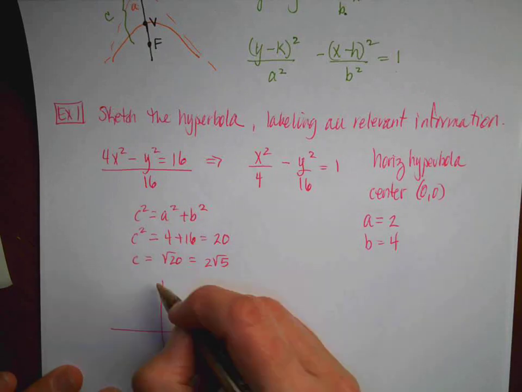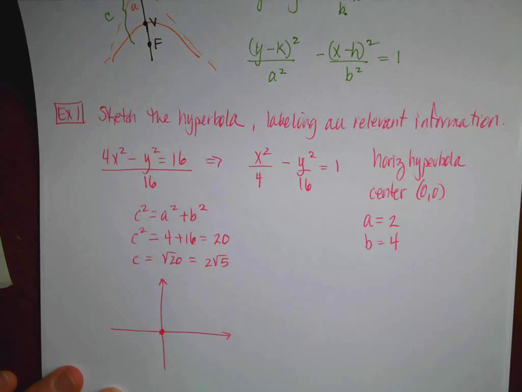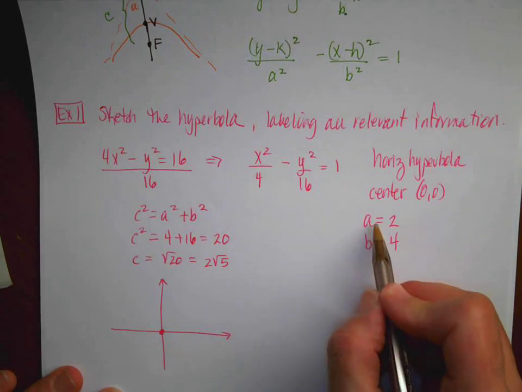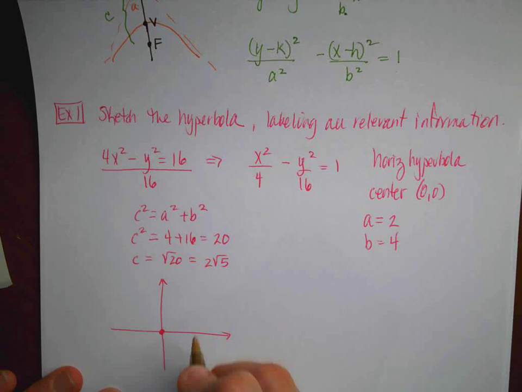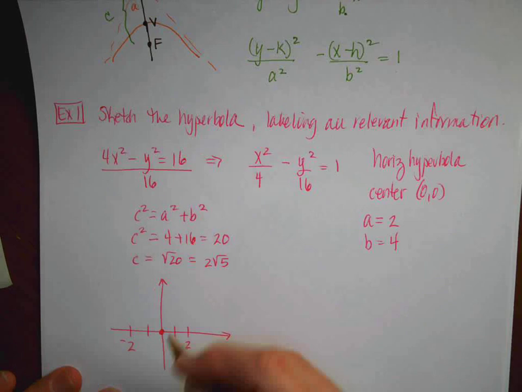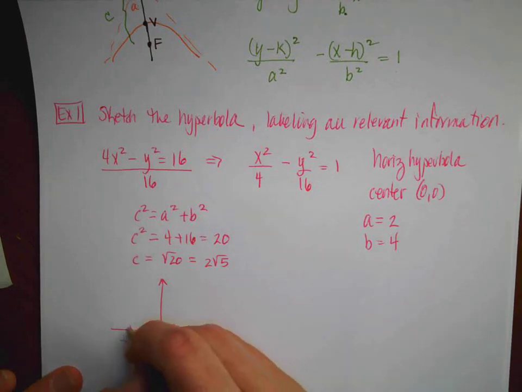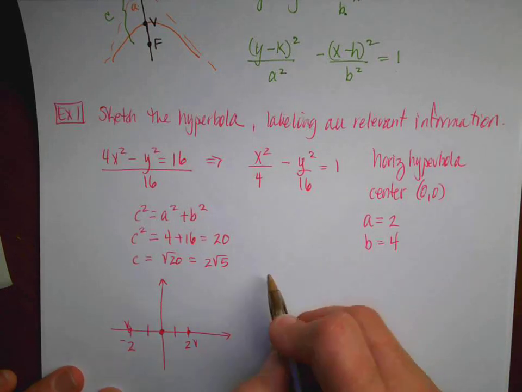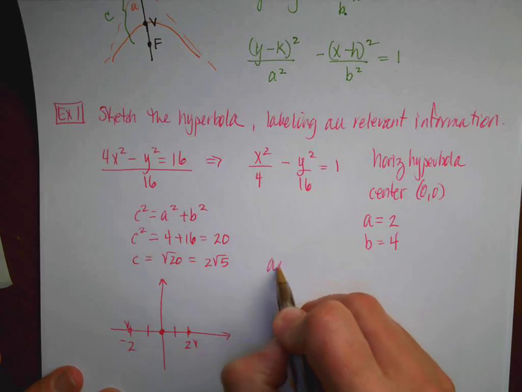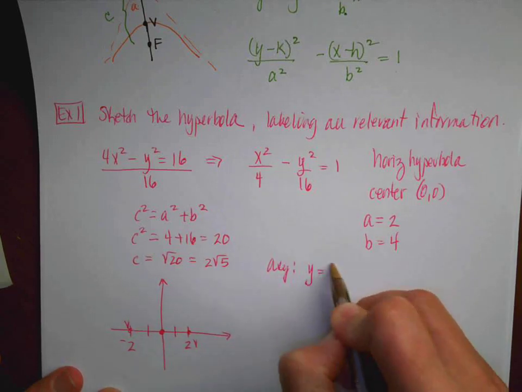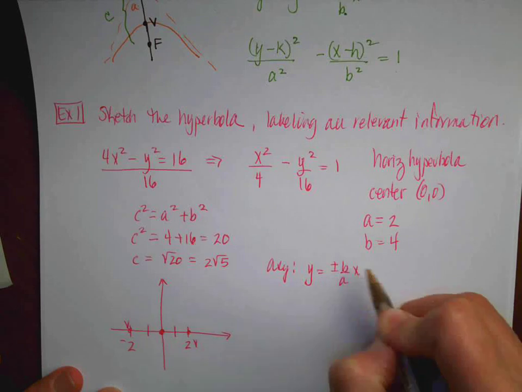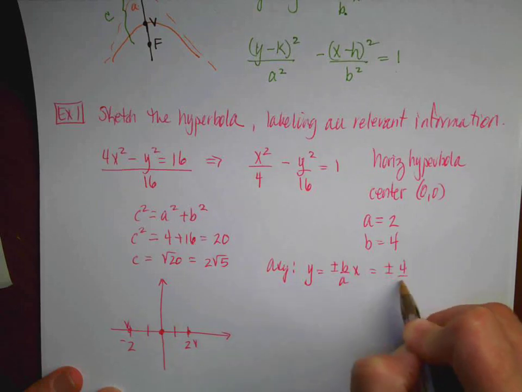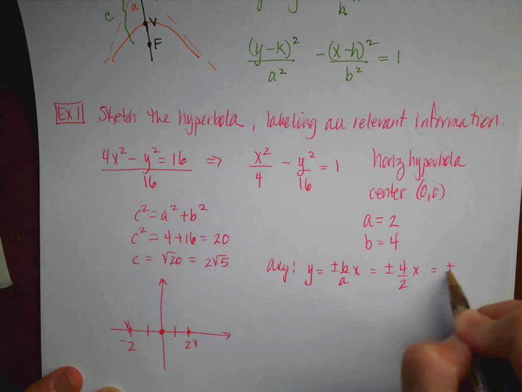Okay, all right. So now let's go ahead and sketch. So here's my axis. I know that my center is at the origin. A is 2, and remember a is the distance from the center to the vertex. So here's my 2. You always want to label it because a graph without numbers is just a pretty picture. Alrighty, and I'm going to put a dot there for the vertices, and I'm going to label it with a V. Alright, for a horizontal hyperbola, my asymptotes are going to be y is equal to plus or minus b over ax. So it's going to be plus or minus 4 over 2x.